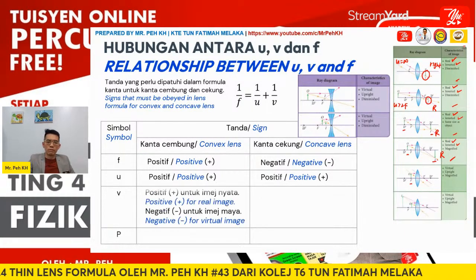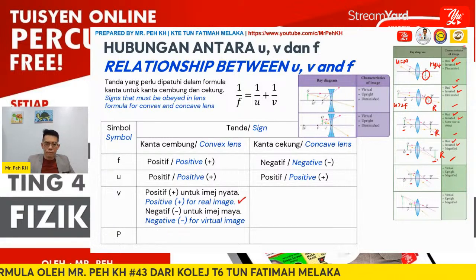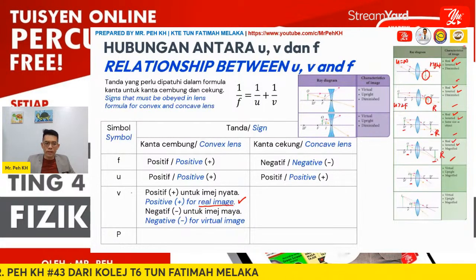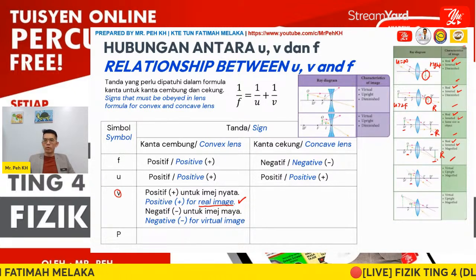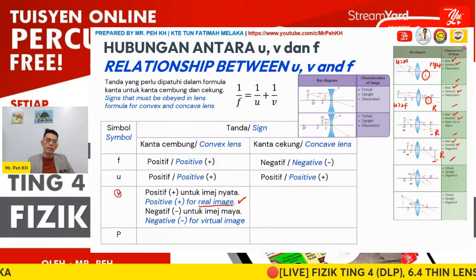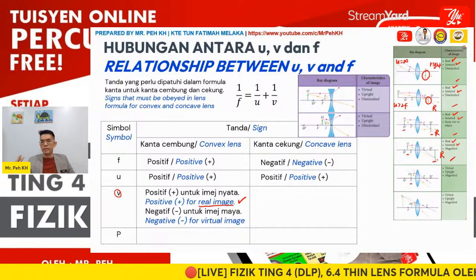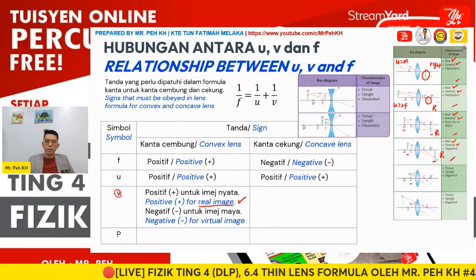see they will be positive. Real image, so that the V is positive. That means when you get after the calculation that your V is positive, there will be a real and inverted image.